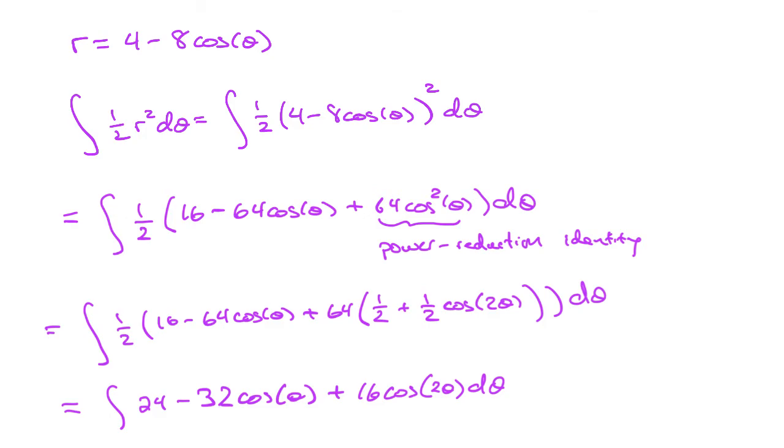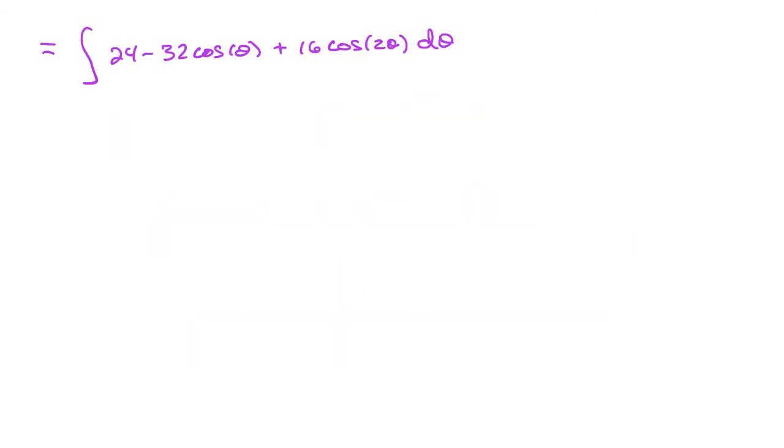Well, that integral is simple enough to do, and what we then have is just our 24 theta minus a 32 sine theta, and then plus an 8 sine of 2 theta. Okay, and then plus our arbitrary constant.